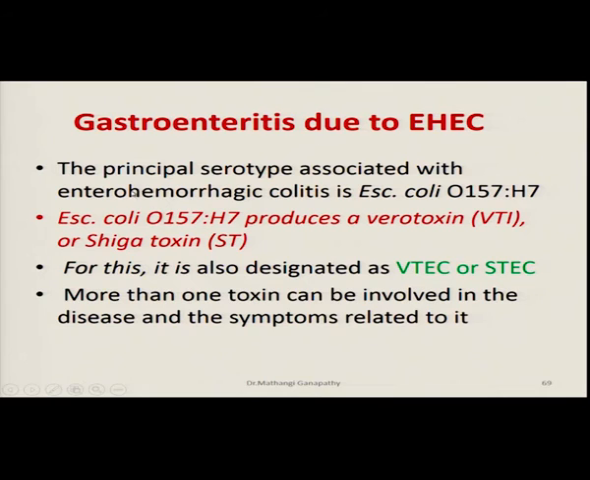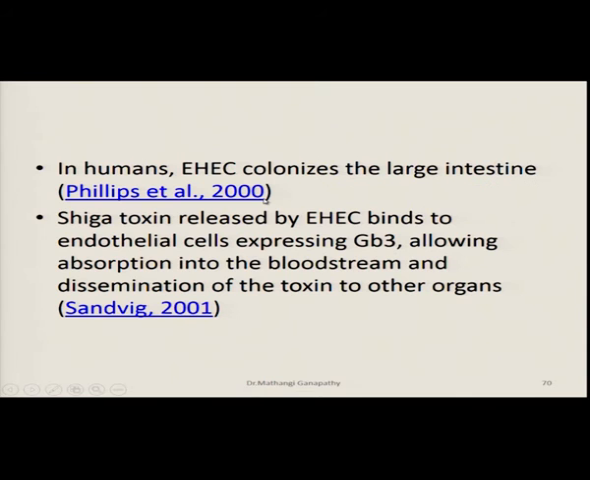Gastroenteritis due to EHEC, the enterohemorrhagic E. coli. The primary or the principal serotype associated with this is E. coli O157:H7. This produces a verotoxin VT1. This is also called a Shiga toxin, ST. So, the strain is designated as either VTEC or STEC, and more than one toxin has been implicated in the disease and the symptoms related to it.